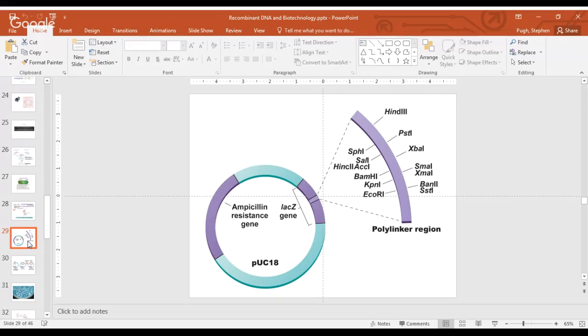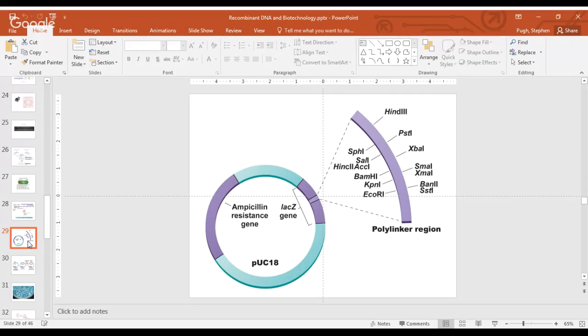So we could expose this particular plasmid to EcoRI. It would open up the plasmid at that site, and then we could insert a gene in the plasmid at that site. And what that would do is disrupt the lacZ gene. The lacZ gene would no longer be able to code for the enzyme to break down lactose because it would have a whole bunch of base pairs, another gene, inserted into the middle of that gene that would render the lacZ gene non-functional.